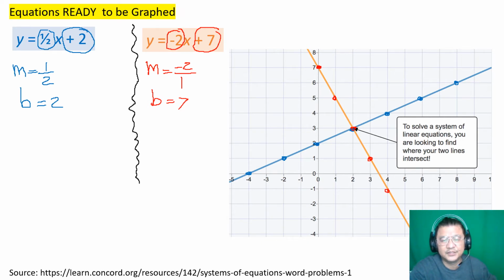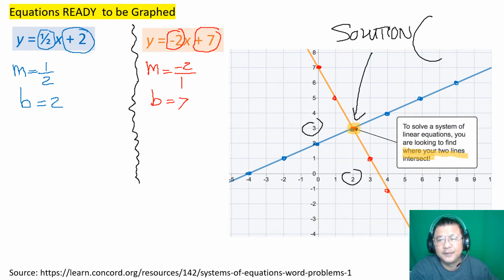Obviously, you can now see where the two lines met. They met here. Let's read what it says. To solve a system of linear equations, you are looking to find where your two lines intersect. Guys, this point where they met is called the solution. Let's write it down. This is the solution. And our solution is on what point? 2, comma 3. What's the meaning of that? The 2 represents the value of x and 3 represents the y.